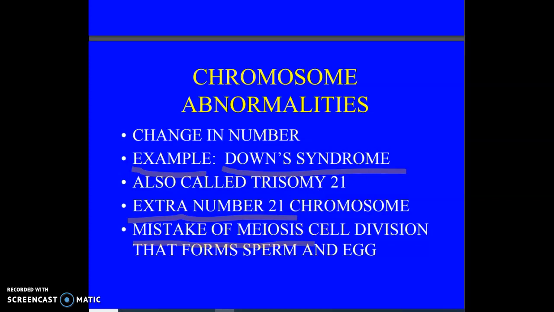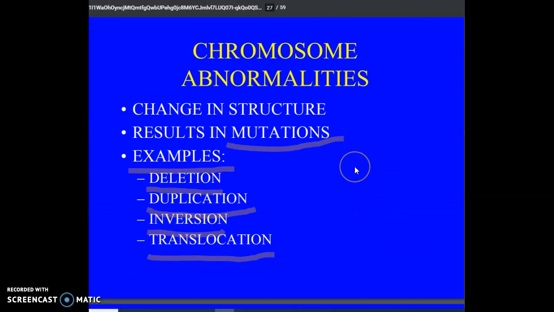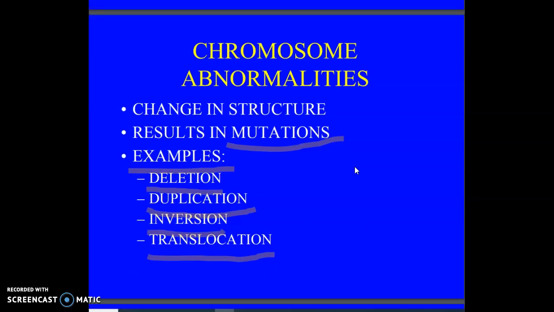Now, 32, list 4 examples of mutations, okay? You have deletion, that means one's left out. Duplication, that means one's in there twice. Inversion, you know from math, that means to reverse them. And translocation, it means it's moved to a totally different place on the chromosome. Okay, and that's the end of our chromosome organizer.